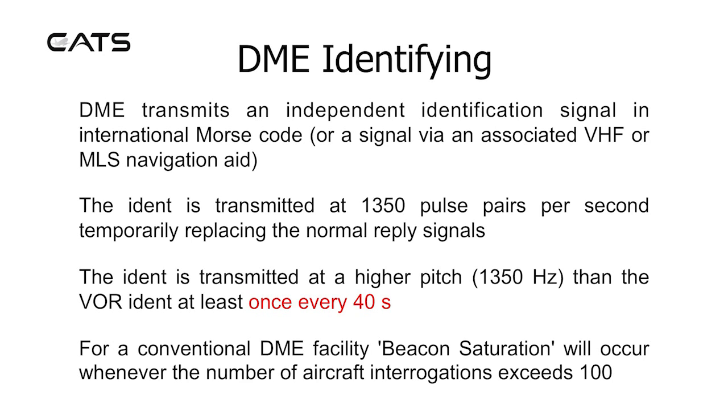DME identifying. DME transmits an independent identification signal in International Morse code, or a signal via an associated VHF or MLS navigation aid. The ident is transmitted at 1350 pulse pairs per second, temporarily replacing the normal reply signals. The ident is transmitted at a higher pitch, 1350 Hz, than the VOR ident at least once every 40 seconds. For a conventional DME facility, beacon saturation will occur whenever the number of aircraft interrogations exceeds 100.